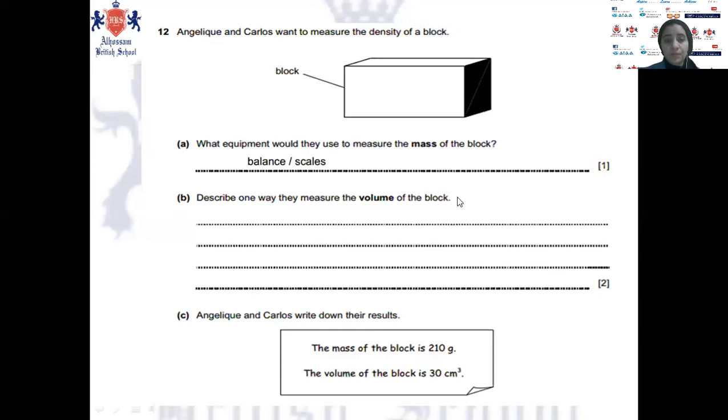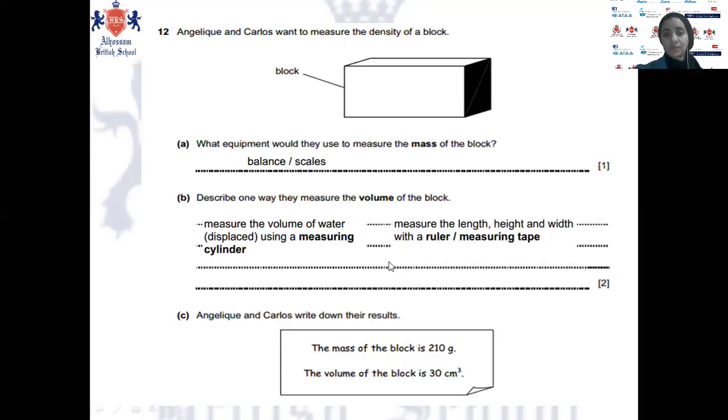Length times height times width. Excellent. Because it's a regular shape, we can use the three dimensions to measure the volume. Or we can put it in water and see the difference, using a measuring cylinder, and subtract the difference. Excellent. So we have two methods: measure the volume of the water displaced by a measuring cylinder, or measure the length, height and width by ruler.